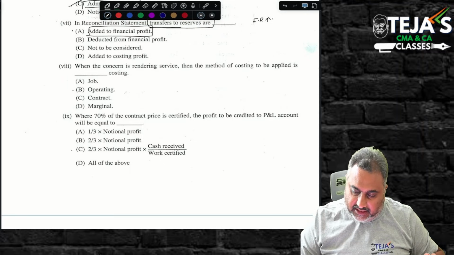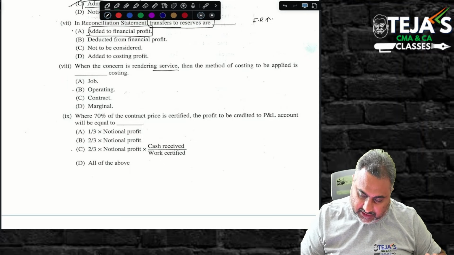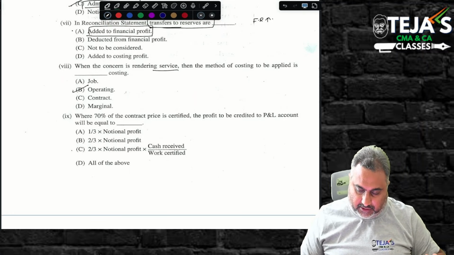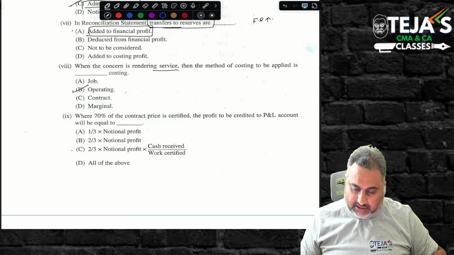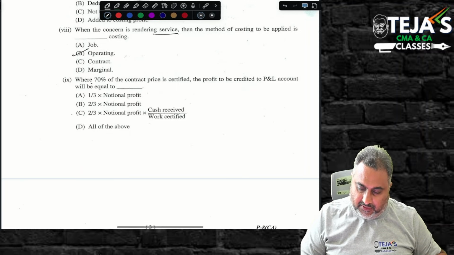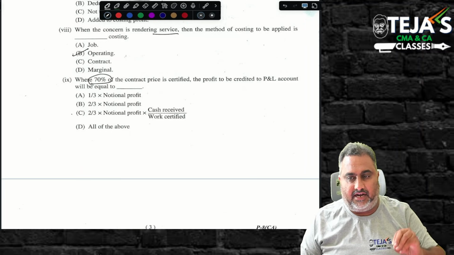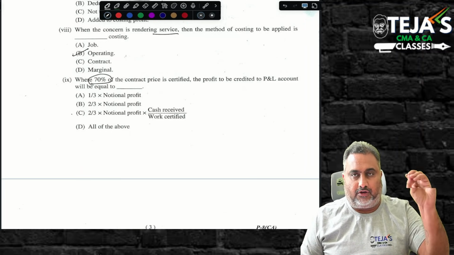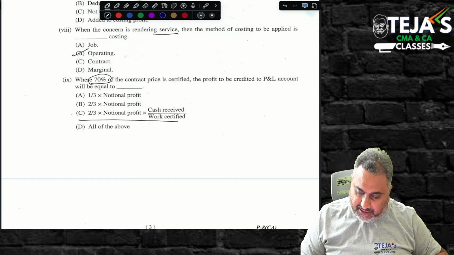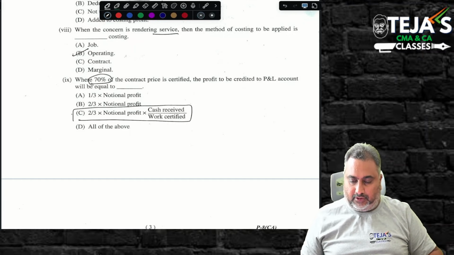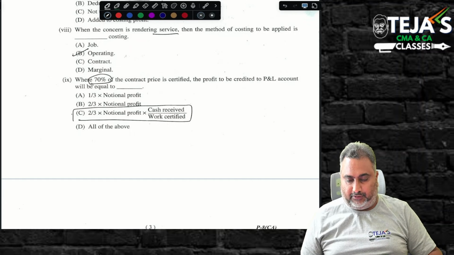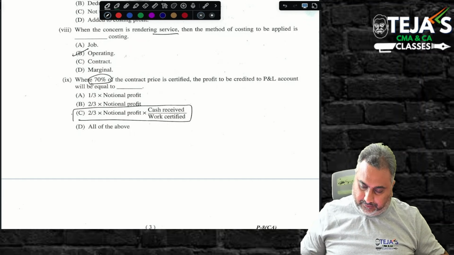When concerning rendering services, which method of costing? Definitely operating costing. You may also call it service costing. If the contract is more than or equal to 50% complete and less than 90% complete, how much amount of profit will be transferred to the costing P&L account? 2/3 into notional profit into cash received by work certified.